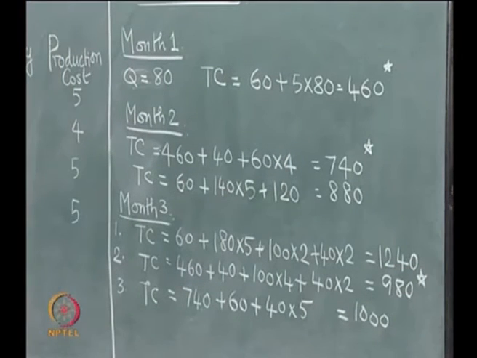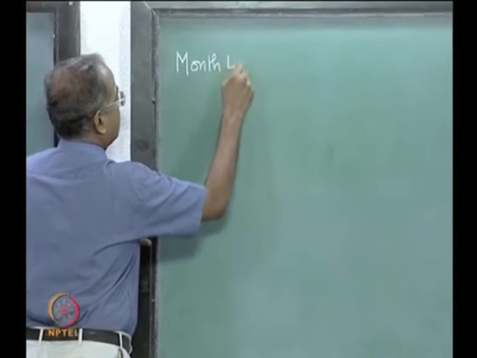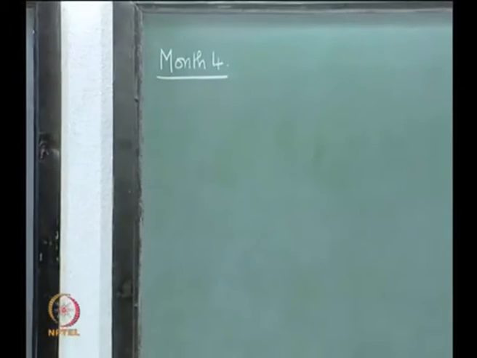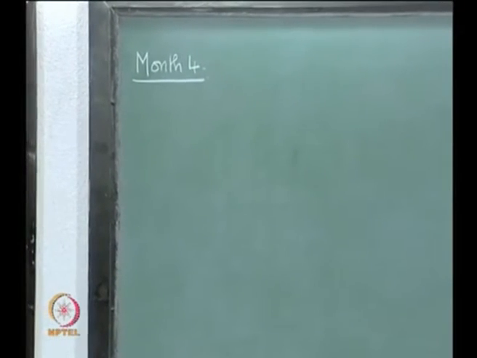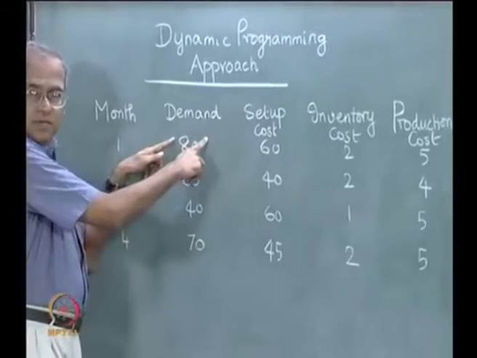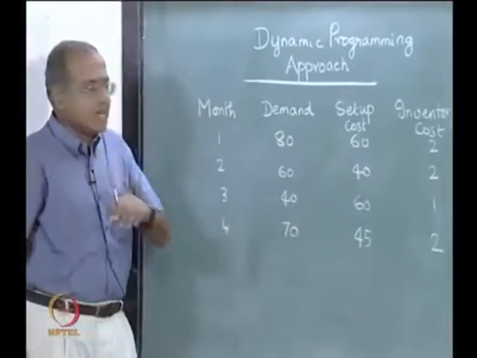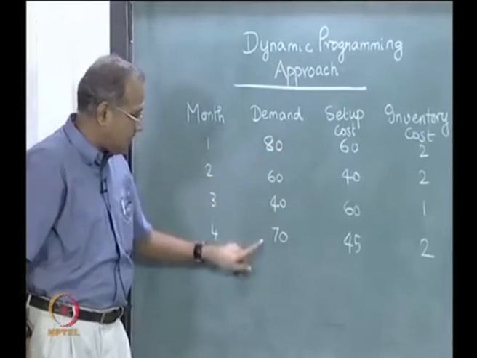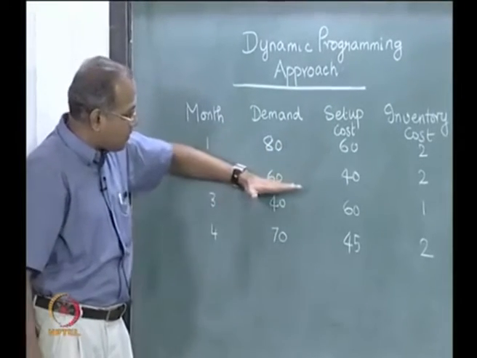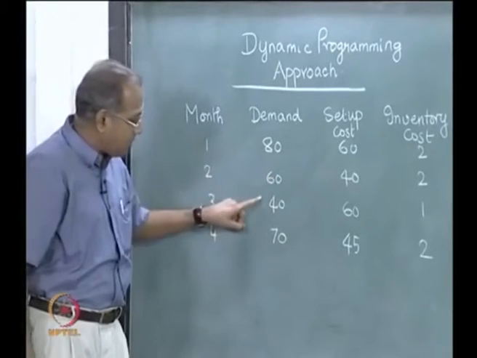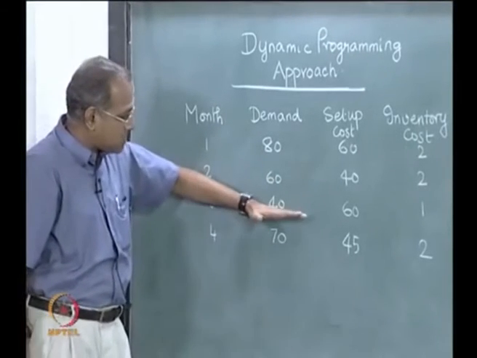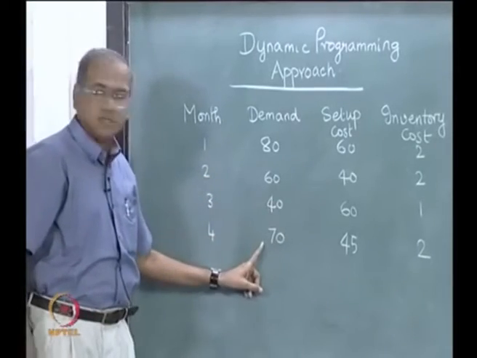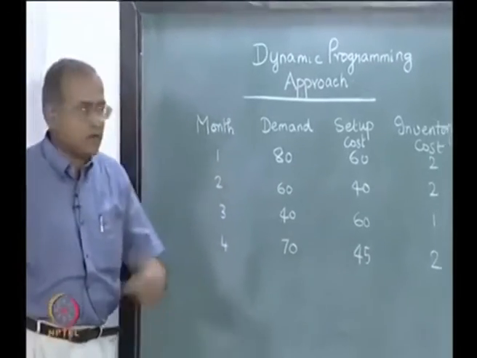Now, we go to month 4. Now, we compute the total cost for month 4 in 4 ways. One is to produce all of these in the first month itself and carry. The second is to produce up to this optimally and then produce the rest here. The third is to produce up to this optimally and produce the rest here, and the fourth is to do up to this optimally and produce this. So, we will compute the cost for all of them.